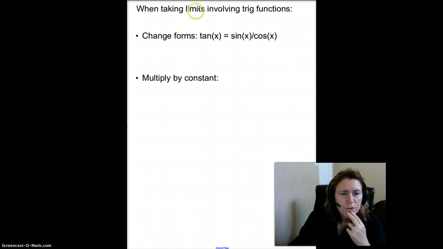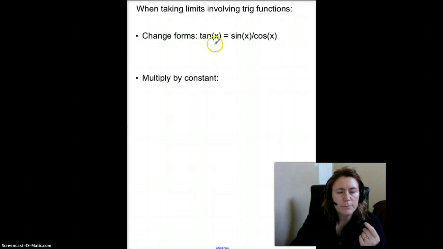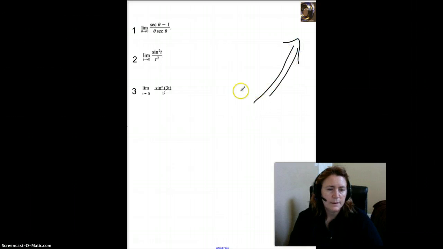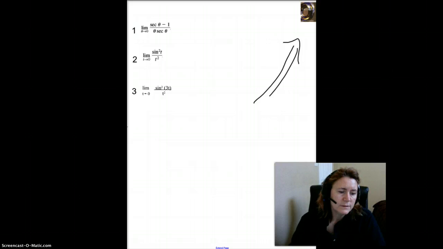Now, when you're taking limits involving trig functions, remember to change forms if necessary. Tan is sine over cosine. You may need to change out of secant or cosecant. And then you may need to multiply by a constant. That's what I just showed you. All right, give these a go. Stop the tape. When you're finished, complete your homework.